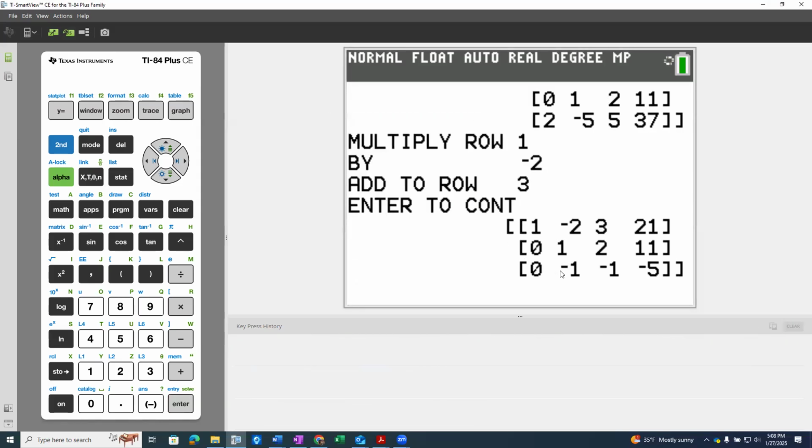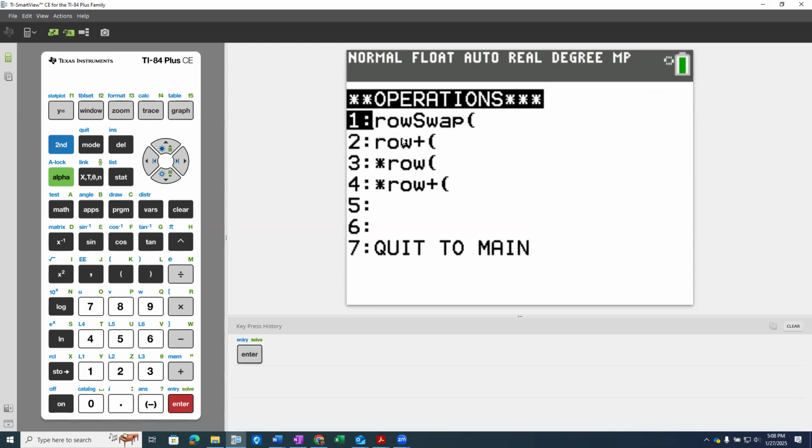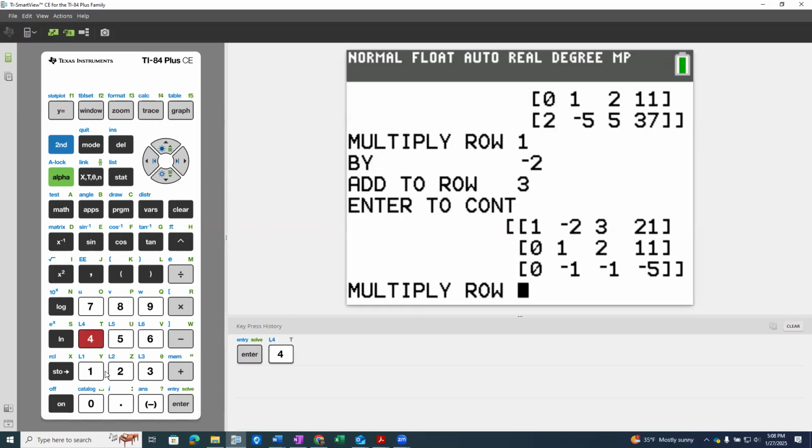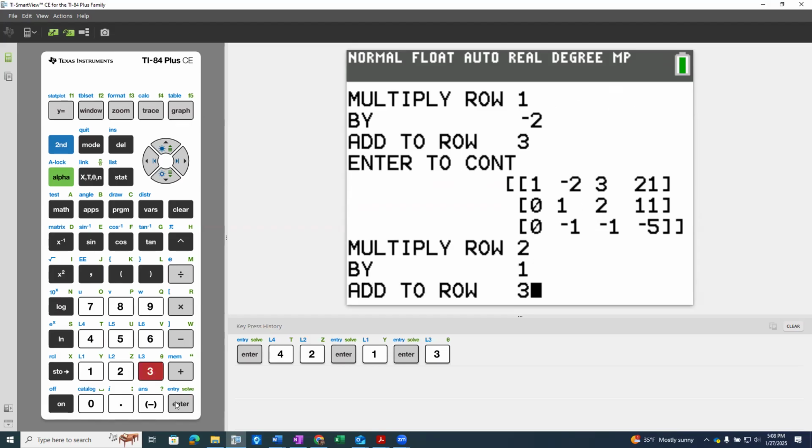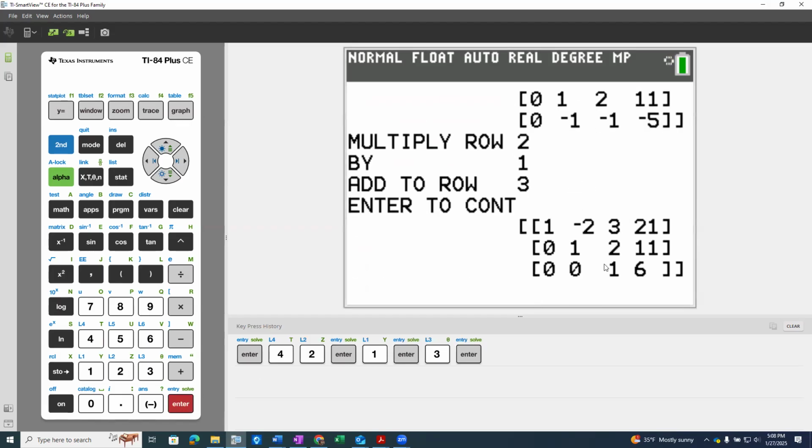In fact, this one looks like it's set up to work out very nicely, because the last thing I want to do is add row two to row three. That's going to put a zero here. So let's do that. You could just do a row add, but I'm still going to stick with this one. Multiply row two by one, add it to row three. And now that's great, because you can see that you get this last equation, 0 plus z equals 6.